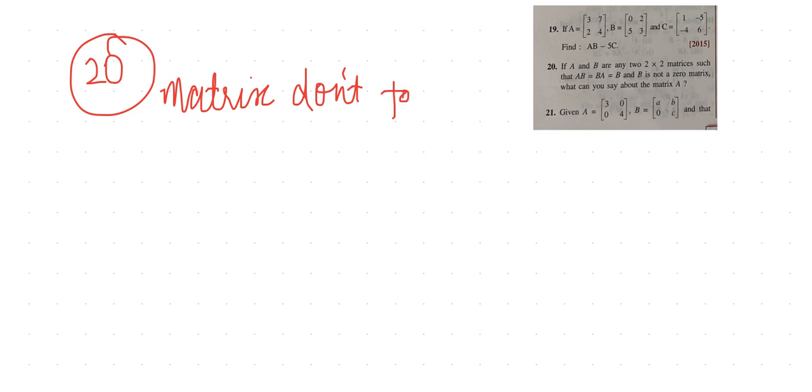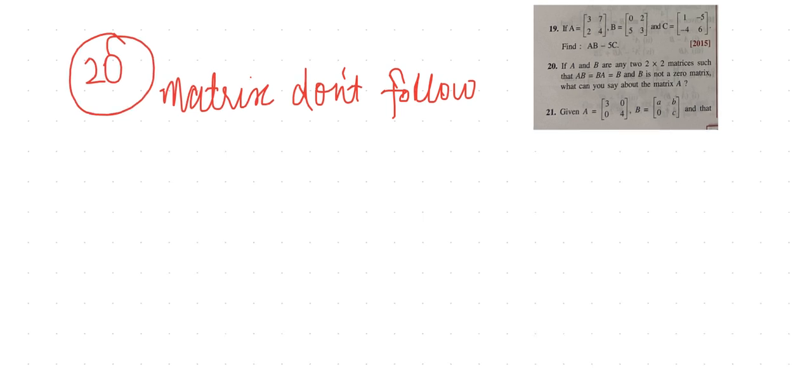So in question number 20, the question says if A and B are any two 2 into 2 matrices such that AB is equal to BA and B is a non-zero matrix, what can you say about A? Okay, so this question is an interesting one in the sense children that here you need the guessing part. So you already know that matrices don't follow the law of commutativity. Okay, they don't follow the commutative property.